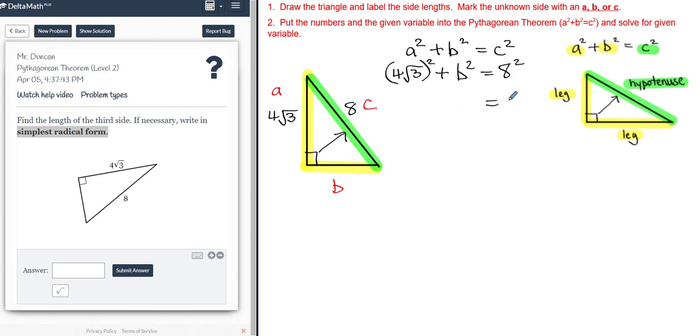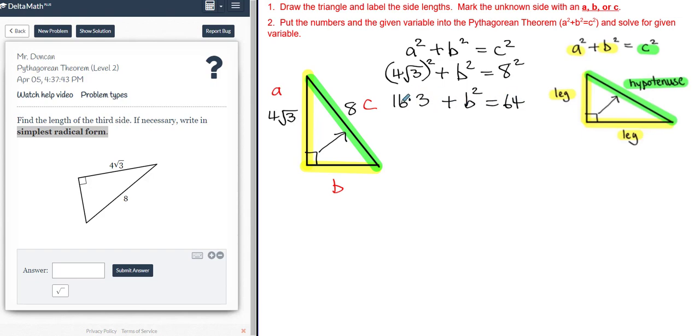8 squared is really 8 times 8, so that's going to simplify to 64. This will remain B squared. And then if you remember from the last one, we're going to do 4 and we'll square it, and 4 squared is 4 times 4, so that's going to give us 16. And when we have a root 3, the square root of 3 squared, the square, that little 2, and the square root symbol will cancel each other out. So really, this is going to simplify to 16 times 3, plus B squared equals 64.